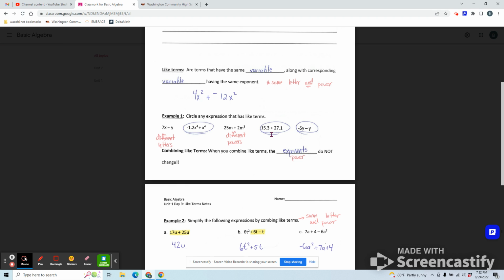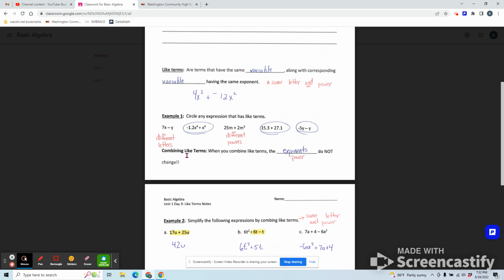Think about when we went through the order of operations a few days ago with our PEMDAS. Those were all like terms. They were all constants. And then the last one, negative 5y minus y, they are the same letter and the same power.